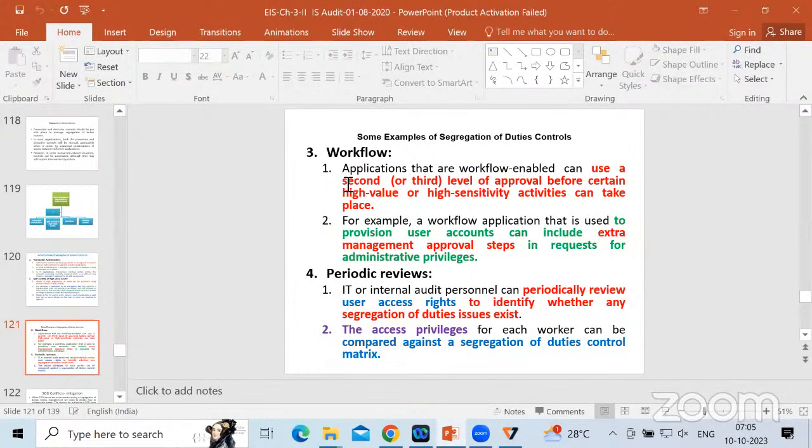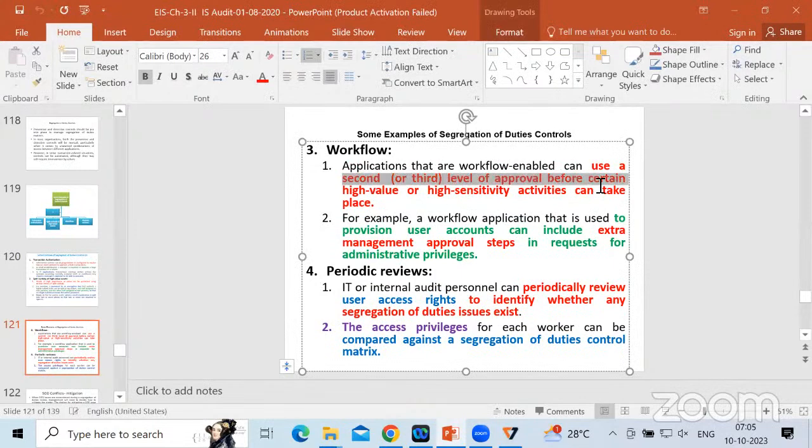Then workflow. What is workflow? Using a second or third level approval before certain high value or highly sensitive activities can take place. So if you are going to transfer more than 2 lakhs, NEFT is for normal transactions and RTGS is for more than 2 lakhs. So it needs proper approval. Like that, you can have double extra care.